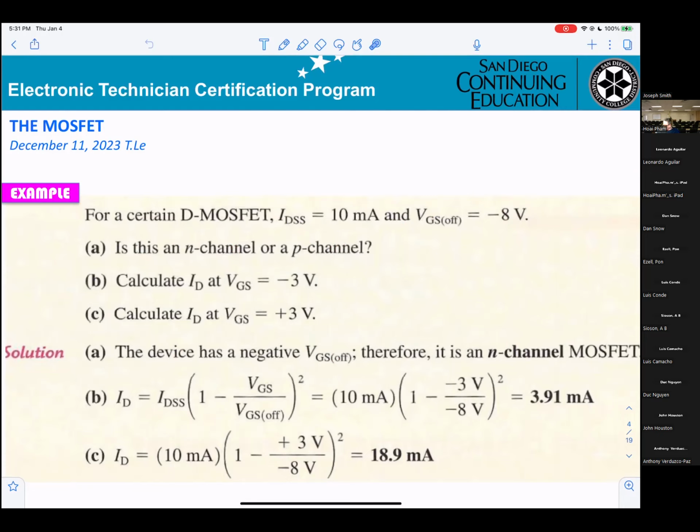If you want to calculate the ID, it's the same formula exactly as the FET: ID equals IDSS times 1 minus VGS over VGS off, squared. And if you want to calculate ID for VGS equal plus 3 volt using the formula, you plug it in here and you get 18.9 milliamp.